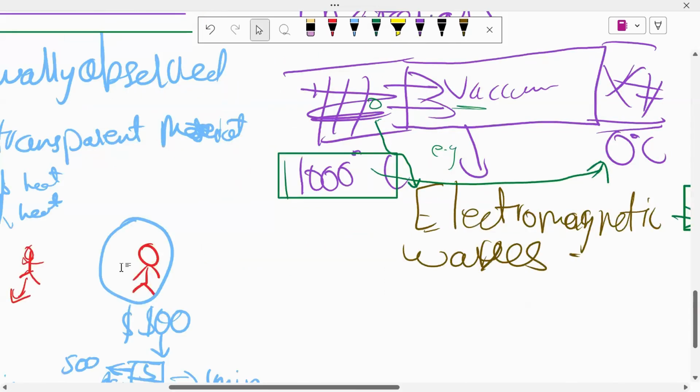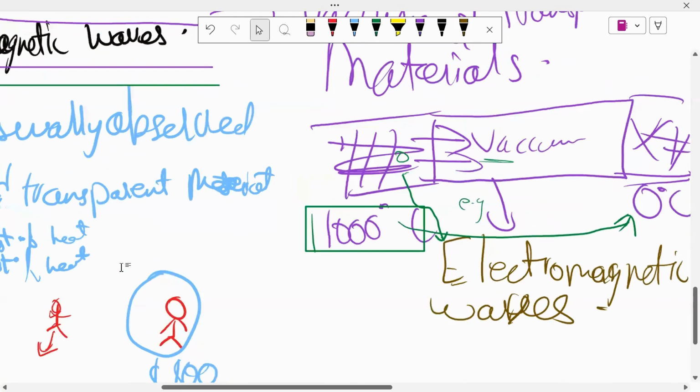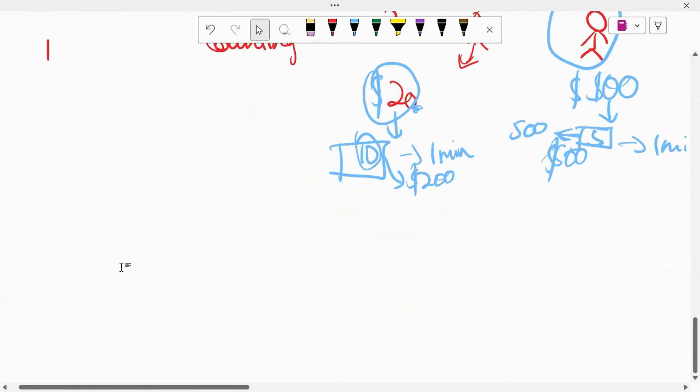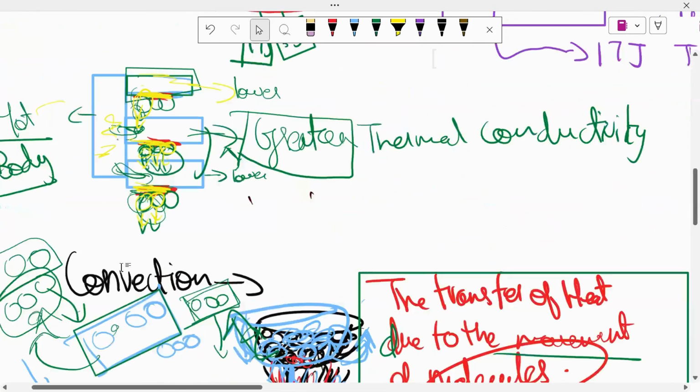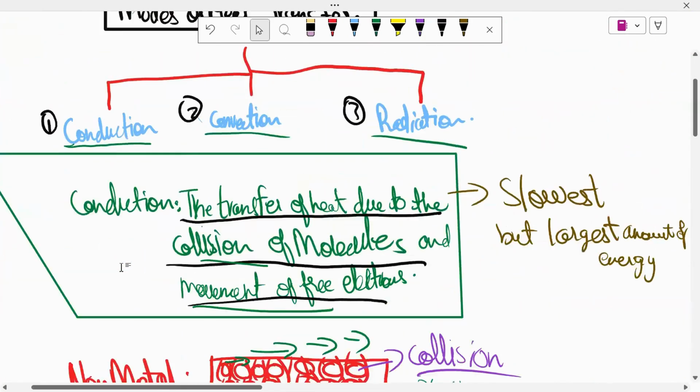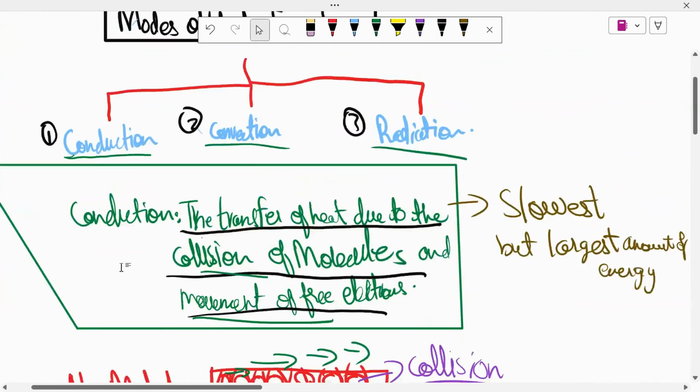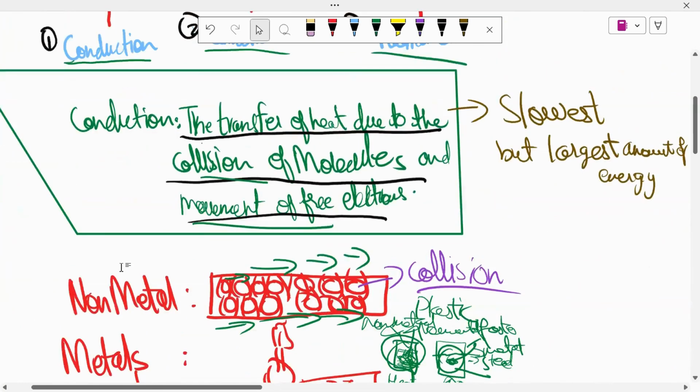Now, that's it for today, guys, and we are done with radiation. We have done convection and conduction, so all three modes of heat transfer. So let's do a recap.